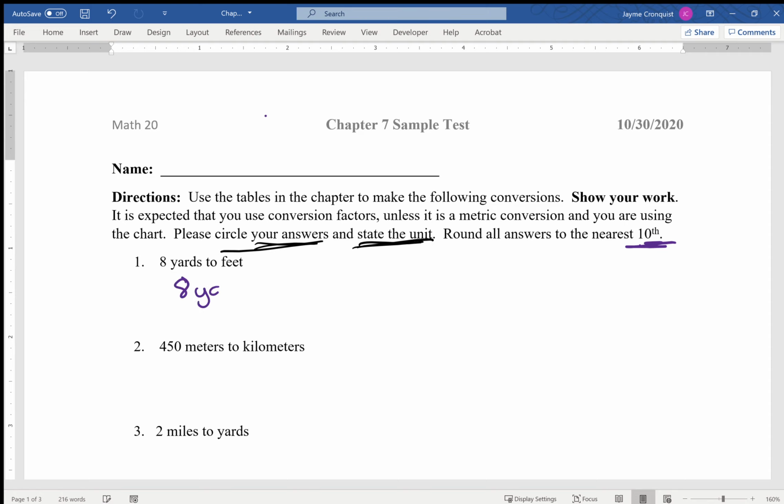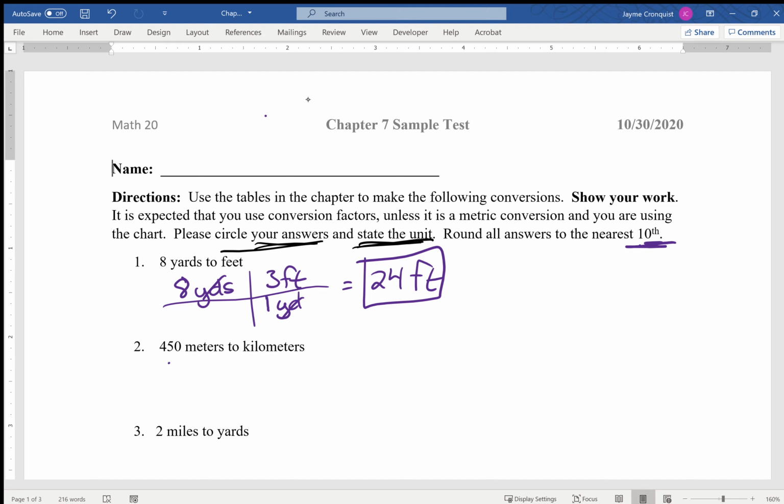8 yards to feet. Well, 8 yards. I know in 1 yard I have 3 feet. So I can cross off the yards. I have 24 feet.